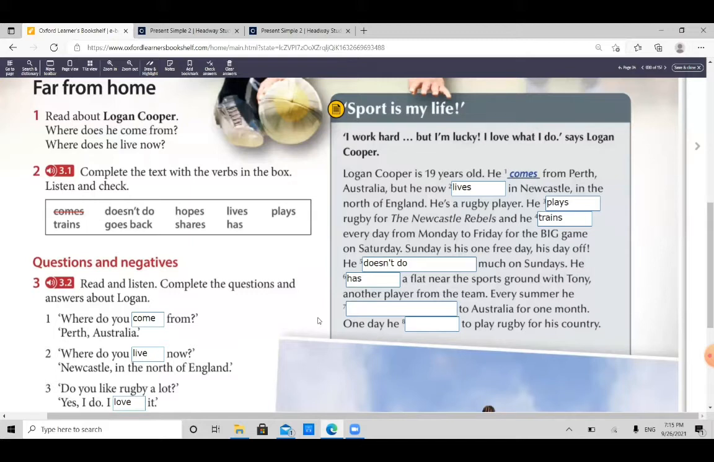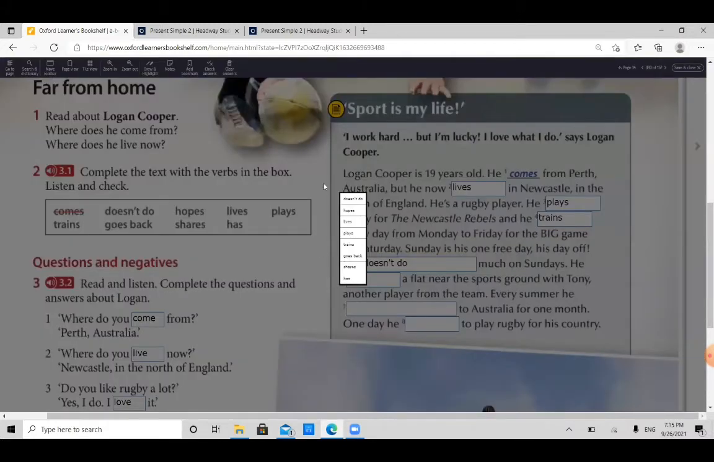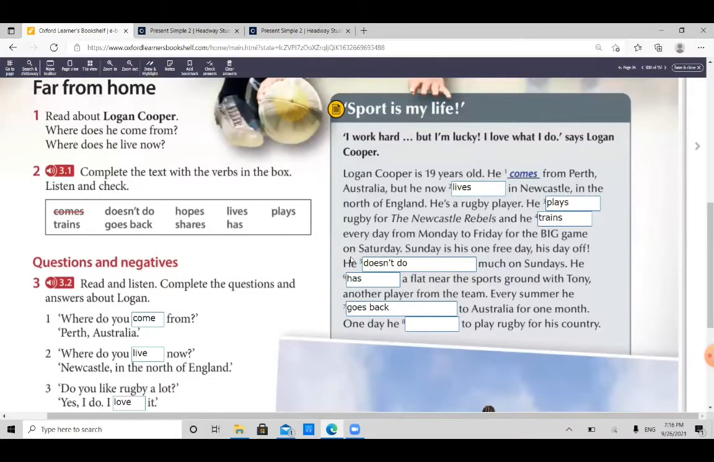Okay, Shuruk. Yes, teacher. Yes, continue, please. A flat near the sport ground with Tony, another player from the team. Every summer he goes back to Australia for one month.